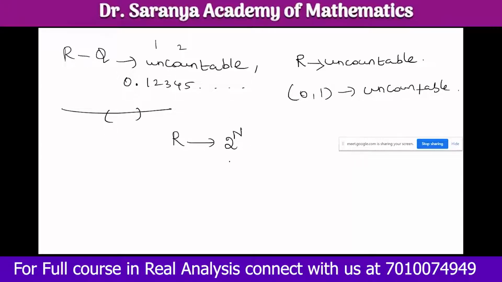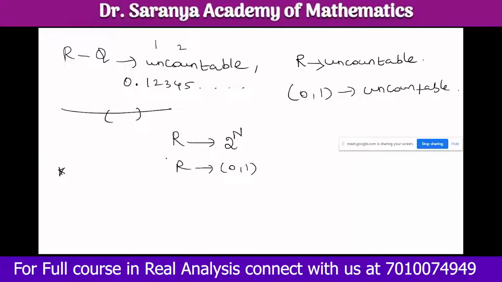Power set type 2 to the power n. So there exists one-one onto correspondence between those things. So R is uncountable, 2 to the power n also uncountable. Okay. So next one, what is the properties? So we can map it to subset. I thought if subset of a set is uncountable, then superset is uncountable.